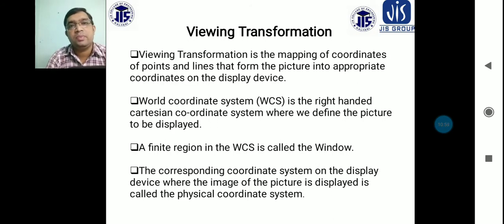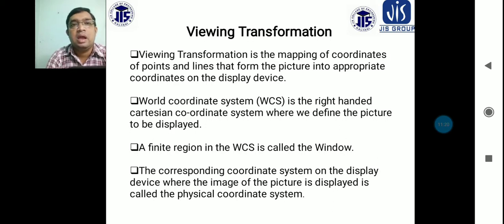That means you have to consider the display device, which is essential. That is your monitor. The monitor is the display device on which the picture is seen. Similarly, this mapping takes the points and lines that form the picture into appropriate coordinates on the display device.